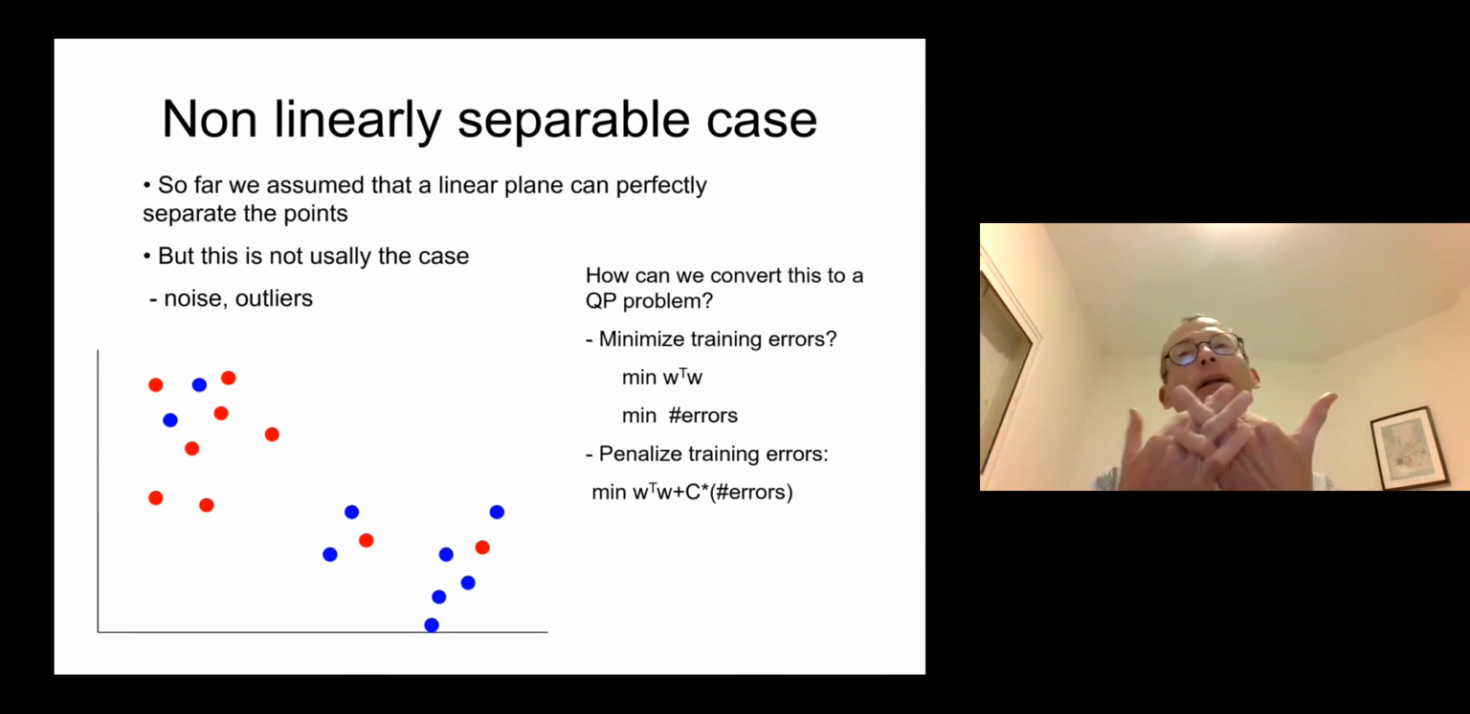But both of them are not good ways to define an optimization function. What's the problem with these definitions? Can anybody tell me a problem with this type of definition that we didn't have before?